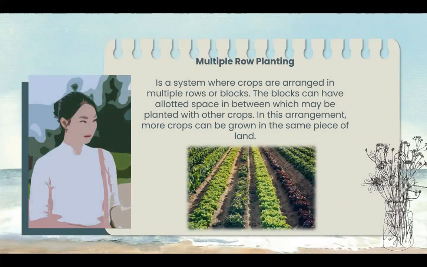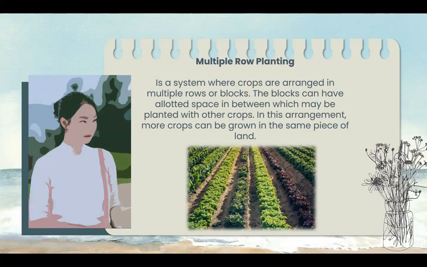Now let's talk about multiple row planting arrangement. Multiple row planting is a system where crops are arranged in multiple rows or blocks. The blocks can have allotted space in between which may be planted with other crops. In this arrangement, more crops can be grown in the same piece of land.